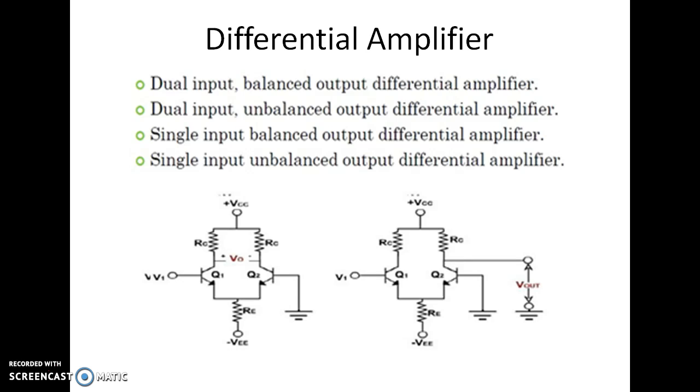Then if you consider the common mode signal, V1 and V2 equal to V applied to both the input terminals is called a common mode signal. The output voltage produced by an ideal differential amplifier is 0 for the common mode signal.